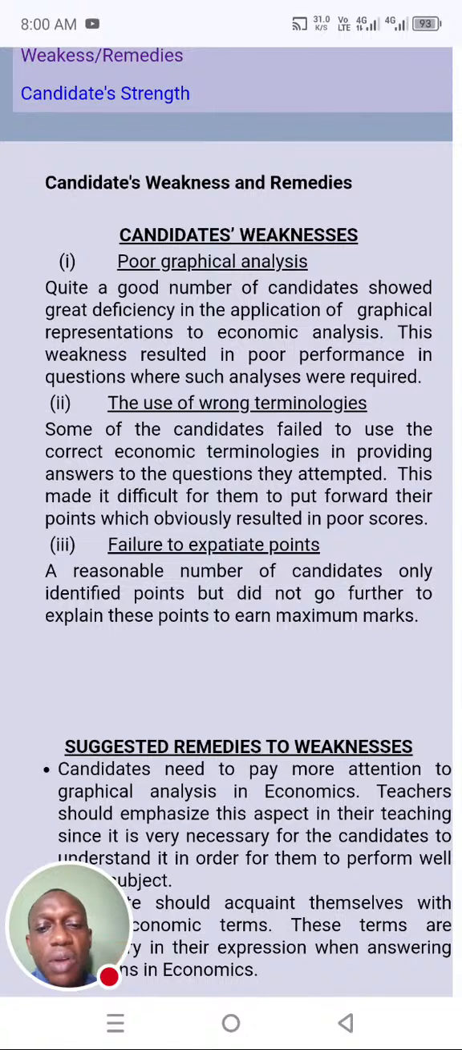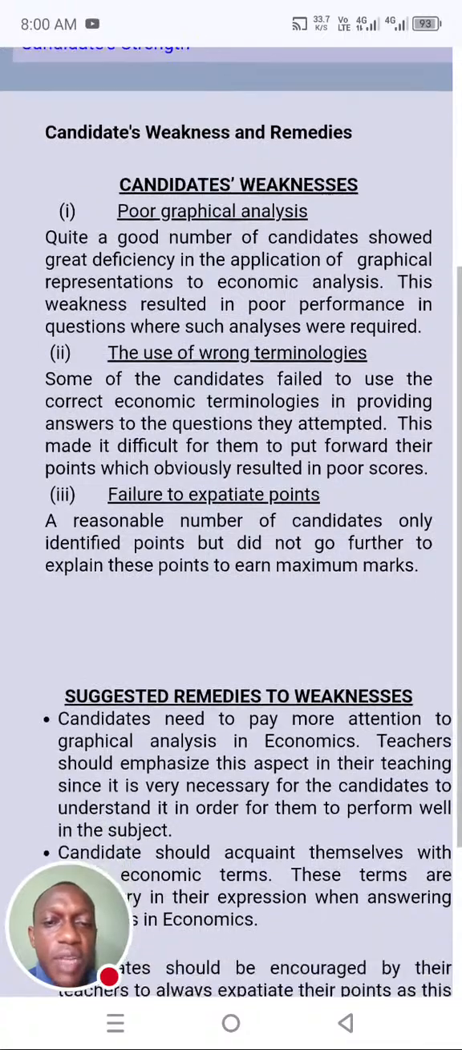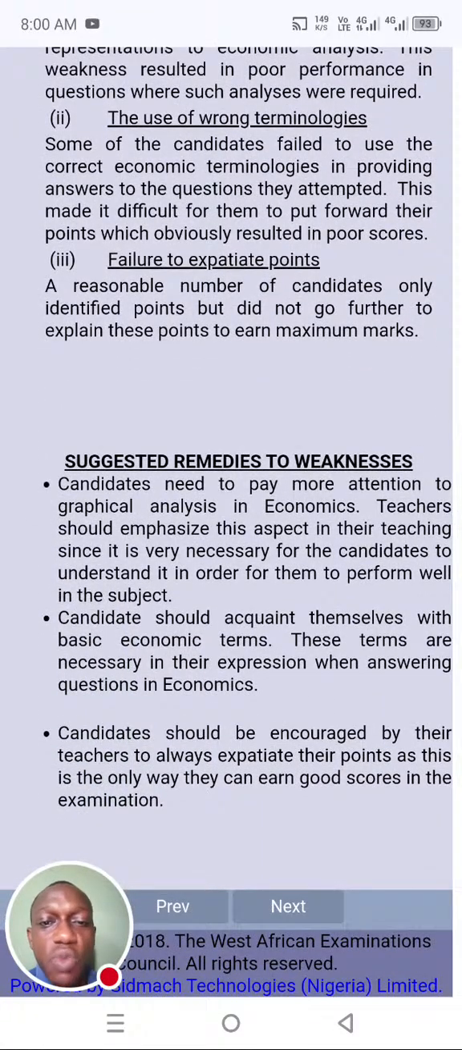Now, number 3, failure to expatiate points. This one is with you personally. Any point you want to write, please write it in full. Don't hide any point. Remember, you will be marked not based on what is in your mind, but on what you write down.